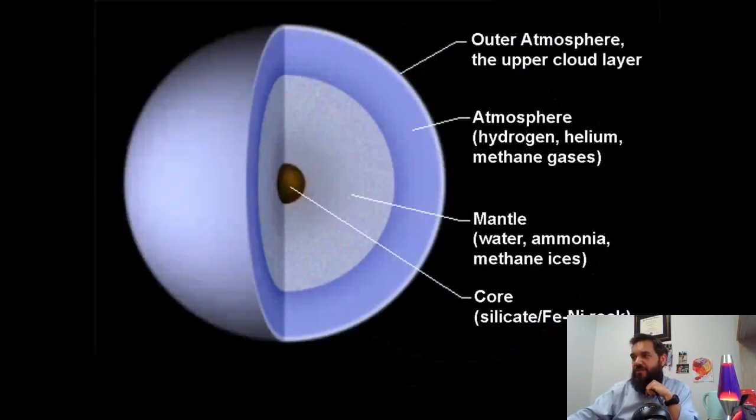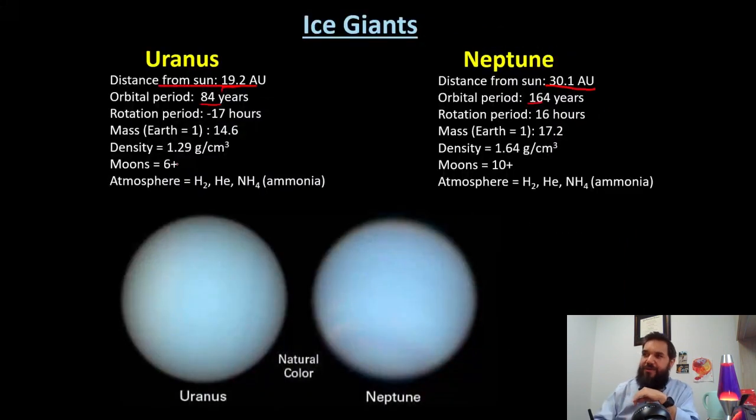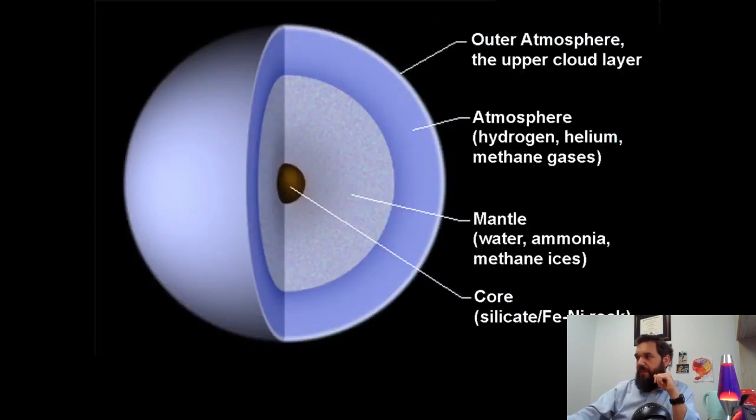These ice giants are mostly made of, again, you guessed it, hydrogen, helium, ammonia, things like that. Light, gaseous type elements.